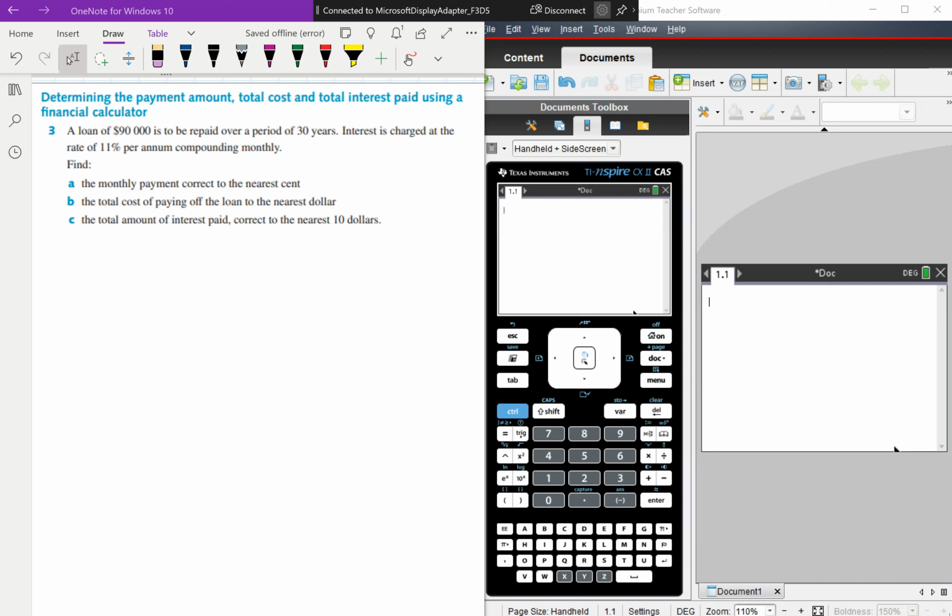All right, here we go. Finance solver, let's do this. Question 3 says determining the payment amount.